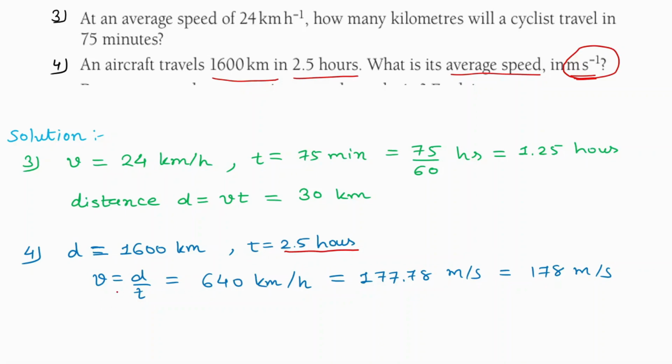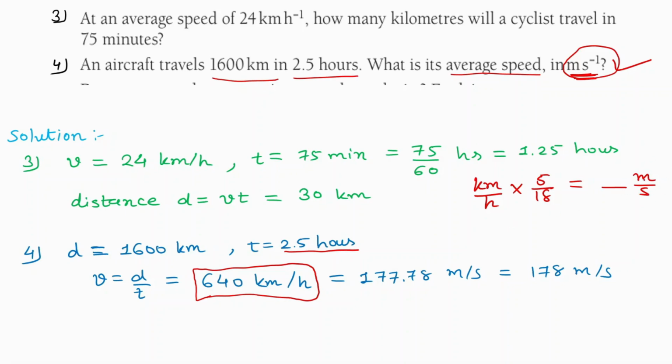We know the formula of the average speed is d upon t, and we get the answer 640 kilometer per hour. Some students stop here, but in the question they ask for meter per second. So whenever you read a question, read it carefully. In this particular question, they mention meter per second, so you need to find the answer in meter per second. How do we convert this kilometer per hour into meter per second? For that, remember, if you have kilometer per hour, multiply it by 5 over 18, and you will get the answer in meter per second.